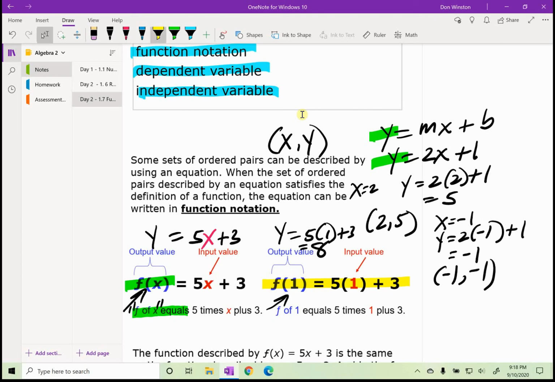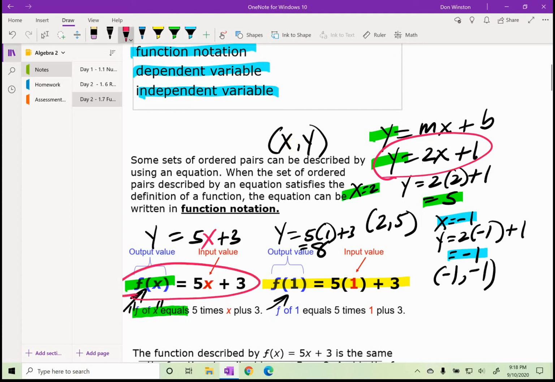If you don't believe me, look back at what I did. When x was equal to 2, y was equal to 5. When x was equal to -1, y was equal to -1. So the function depends on x. It's not so clear with y that it depends on x. It's crystal clear here that y, or f of x, depends on x. That's why we use function notation.